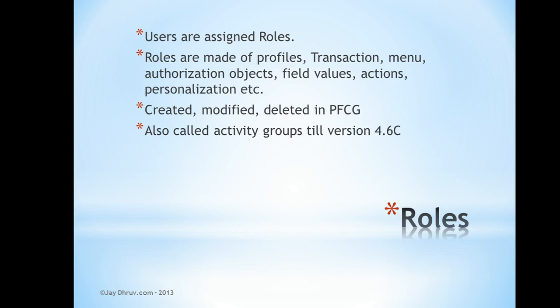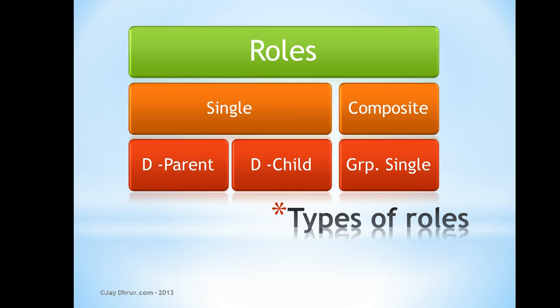Why profiles? Because that was the old-fashioned way SAP used to assign authorization, and roles were built in a later stage to make administration user-friendly. So we have roles, we have profiles. Each of the profiles contain transaction, menu, authorization objects, field value, actions, etc. The roles are managed in PFCG, and till version 4.6C they were called activity groups. So this is how you can look at the structure of the roles.